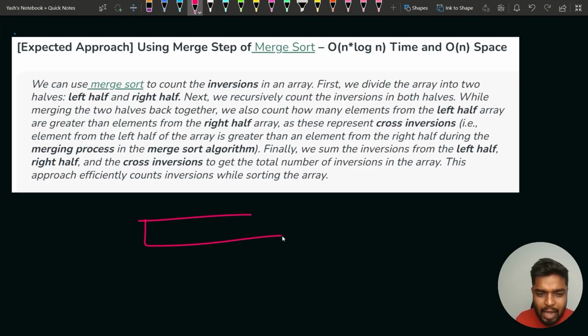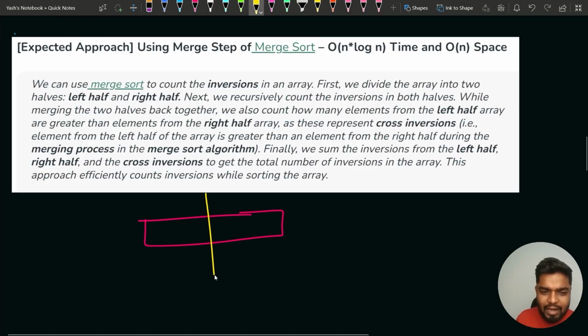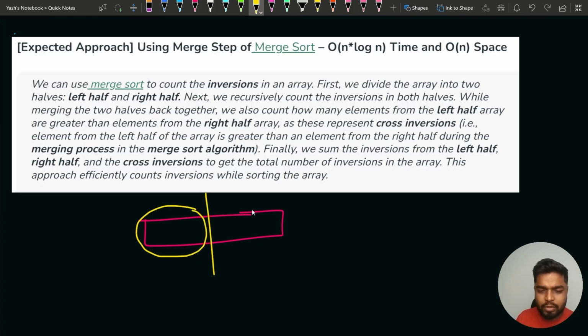Suppose that you had this whole array here. You divide this array into two halves, and then you process the left half. Obviously you'll be sorting the left half and sorting the right half. While you are doing that, you will be able to count the number of inversions in the left half as well as the right half. Understand what recursion does: the task of recursion is to solve a smaller problem.